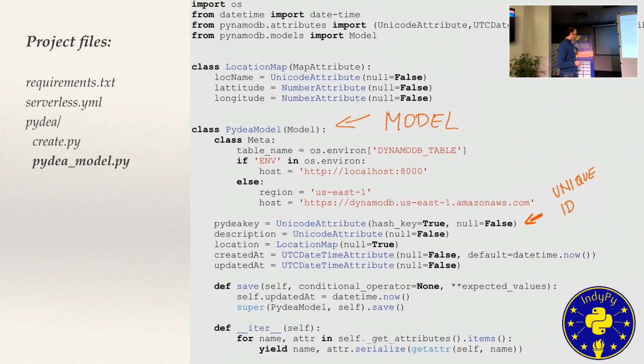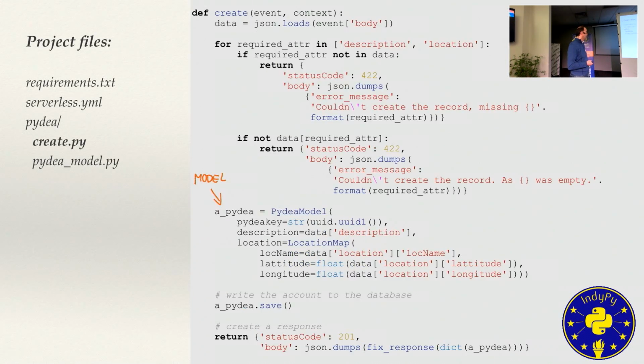The model that I'm creating is going to have a unique key for my idea, a description of the idea, and a location, and it's going to be timestamped on the server. The location is the name of the location, latitude, and longitude, so it's very simple. I create my model in the Python file, which uses the PynamoDB model class and extends it. There are a few things you need to do to iterate over the attributes and so on, but it's very simple.